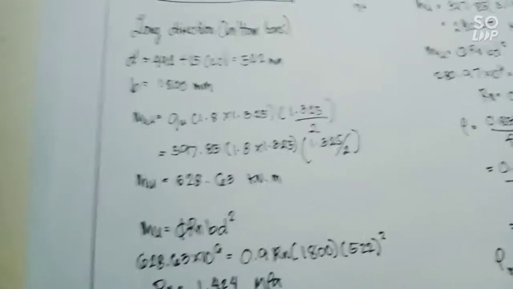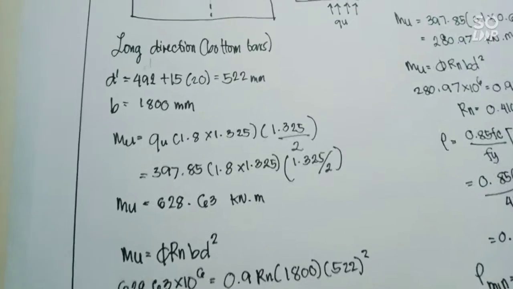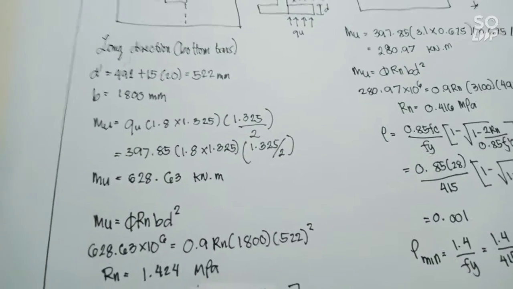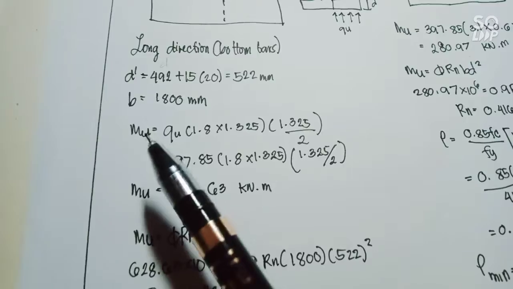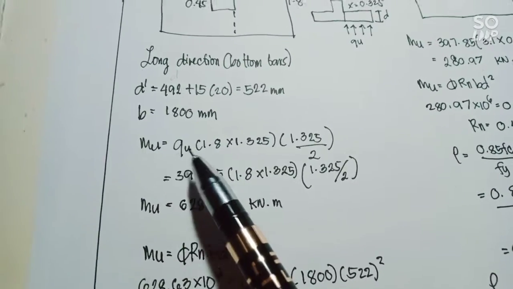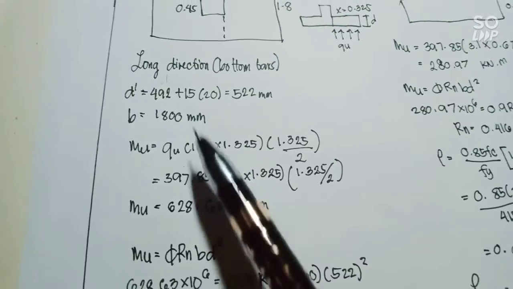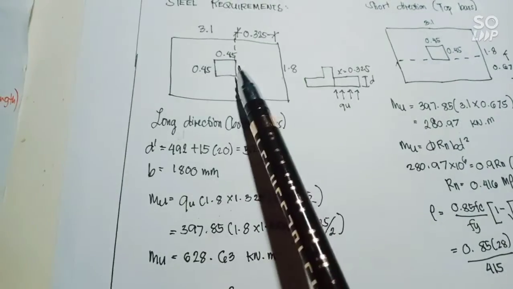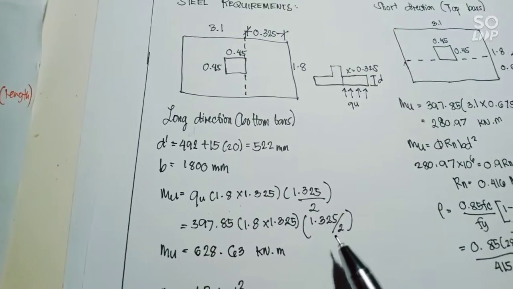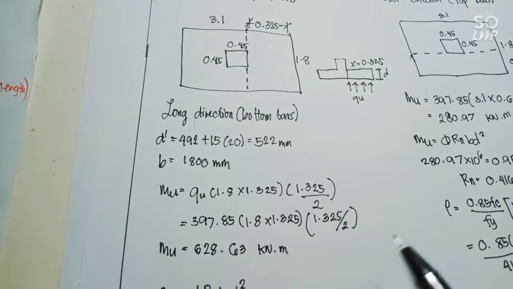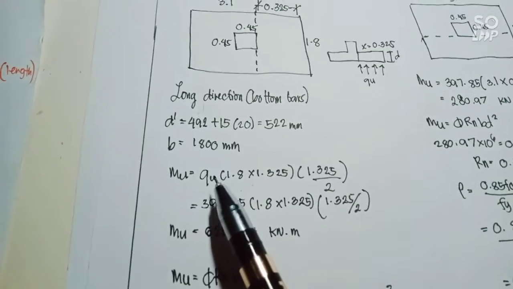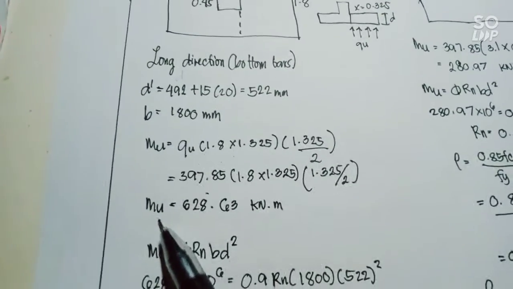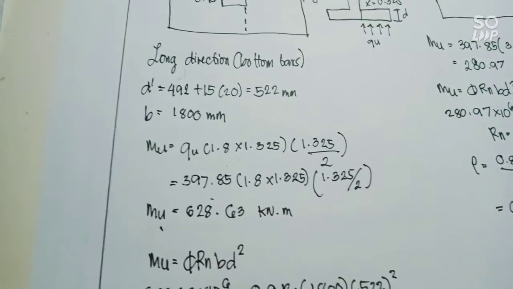And we proceed in finding the maximum moment of all forces on a footing, which is MU, that has a formula of QU times 1.8, which is the B, times 1.325, the distance from here, times 1.325 divided by 2. So substitute the QU. Our maximum moment from all forces on a footing is 628.63 kilonewton meters.